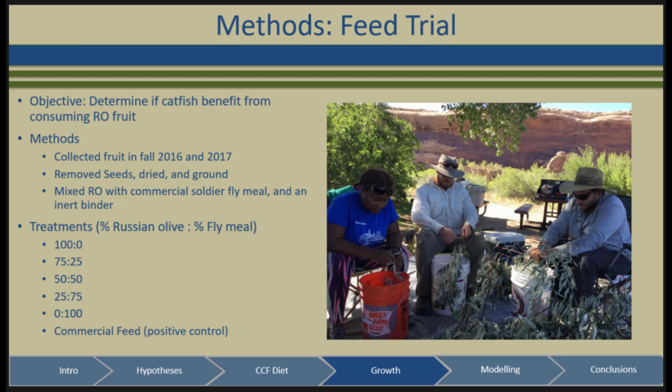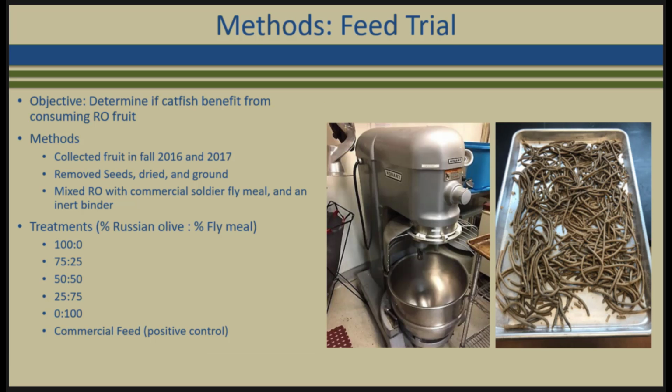So we mixed different diets and we used a substitute for an aquatic insect, which was soldier fly larvae, a commercially available meal that people use to make fish food. We mixed those in 5 different ratios from 100% Russian olive to 100% fly meal. We also used a positive control, just the commercial catfish food, to show that we had good conditions for growth in our study.